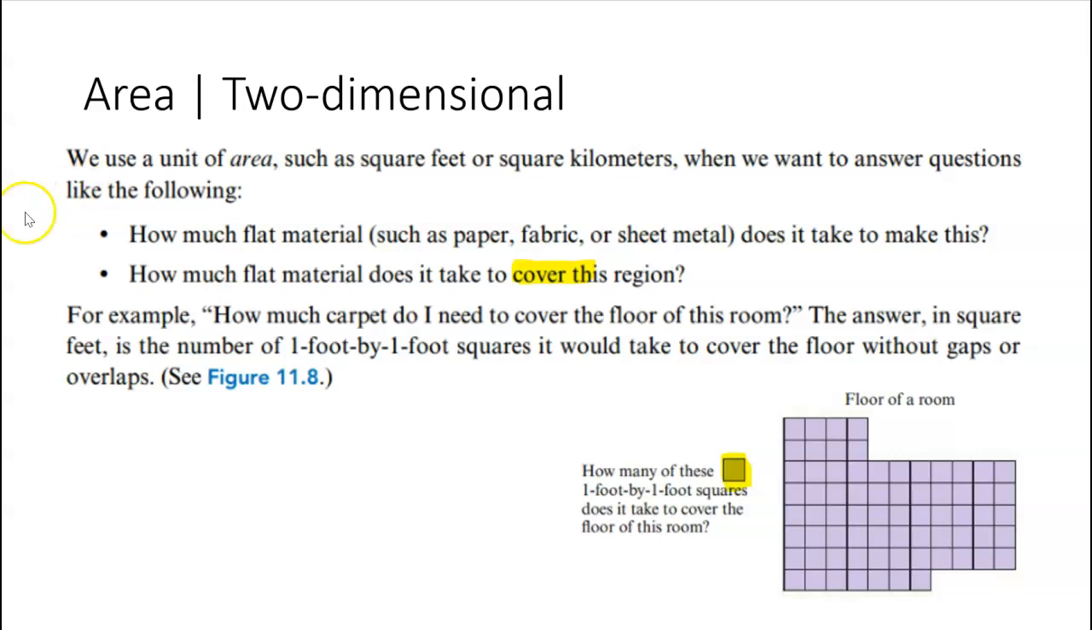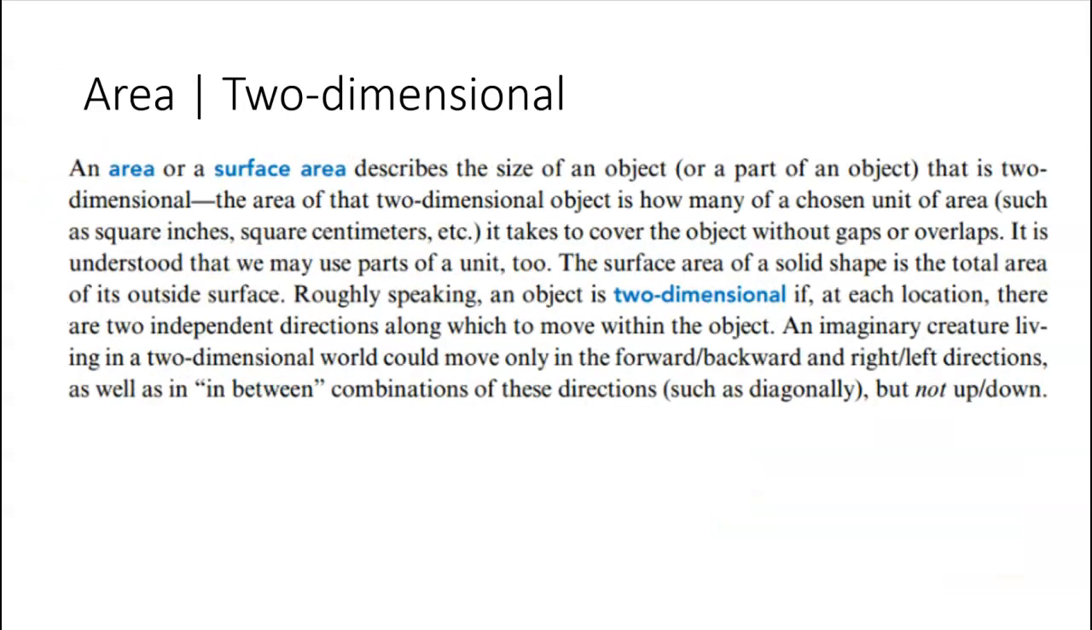Without gaps or overlaps. Area is two-dimensional, and there are two different kinds: area and surface area. You'll see how we use surface area a little bit later, but it's the entire surface if we've got more than one. Area is just a piece, and surface area would be if we had more than one. It's two-dimensional, and how much it takes to cover the object without gaps or overlaps.